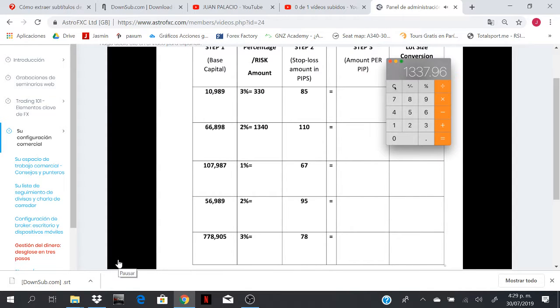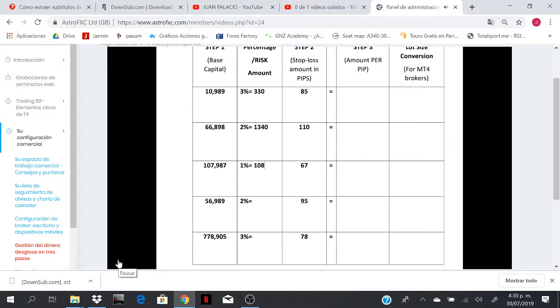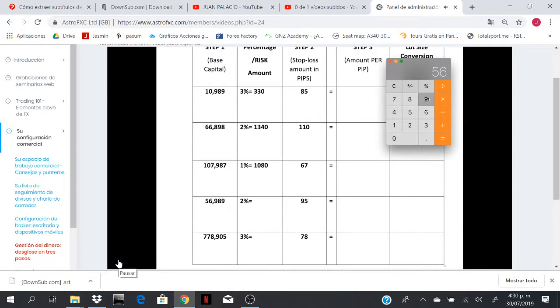Next one, slightly bigger account this time, 107k, 108k. 107,987. And this is 1%, so we can do straight divided by 100, which equals £1,079.87. £1,080. Next, we want 2% of the next figure, slightly smaller account this time. So we have £56,989. We want 2%, so same thing, let's divide by 100. It's £569.89. We want 2%, times 2 equals £1,139.78. So 1,140.